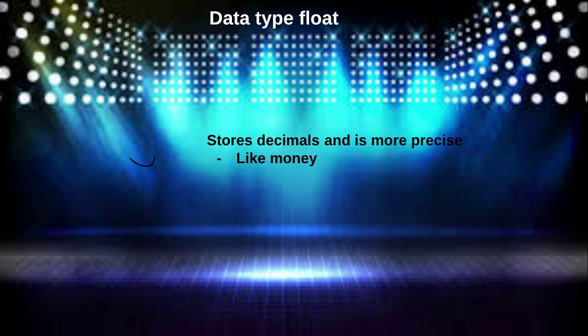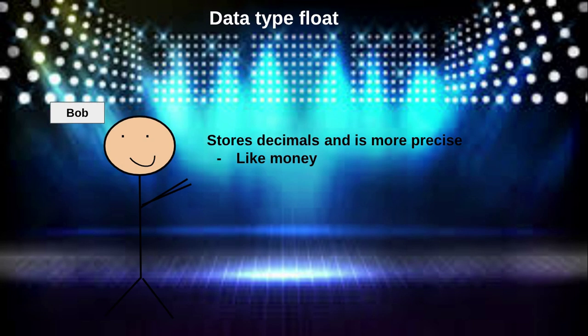The next data type is float, and this stores decimals and is more precise and is represented by Bob. For example, money would be of the data type float since it's very precise and you can have like cents and everything, and like GPA is really precise.